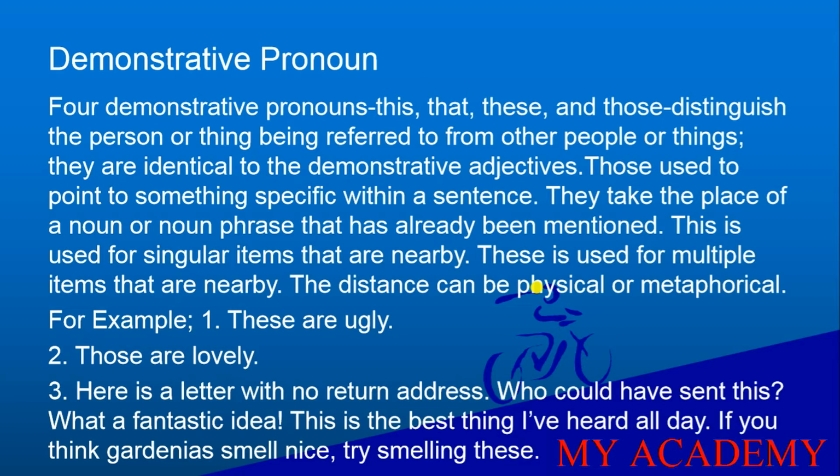They are identical to the demonstrative adjective, thus used to point to something specific within a sentence. They take the place of a noun or a noun phrase that has already been mentioned. This is used for singular items that are nearby. This is used for multiple items that are nearby. The distance can be physical or metaphorical. For example, these are ugly, those are lovely.